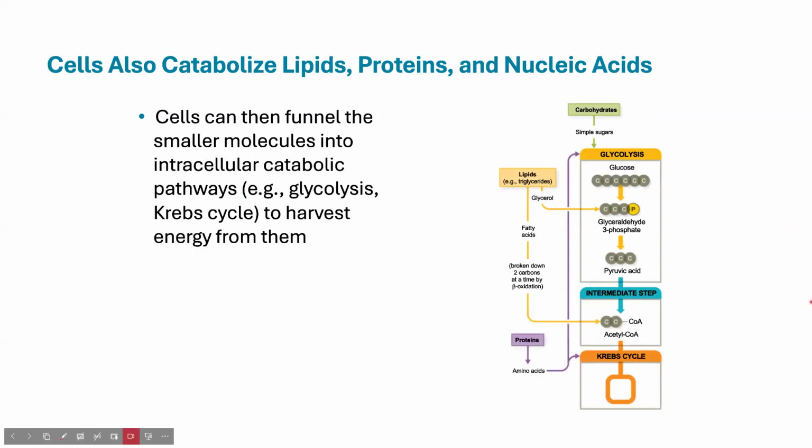And so what you do is you then take these products, right? Carbohydrates go directly into glycolysis after they're broken down to simple sugars. Lipids enter here at the glyceraldehyde 3-phosphate. Fatty acids can be broken down to form acetyl-CoA, and then proteins can enter into the Krebs cycle at different points.